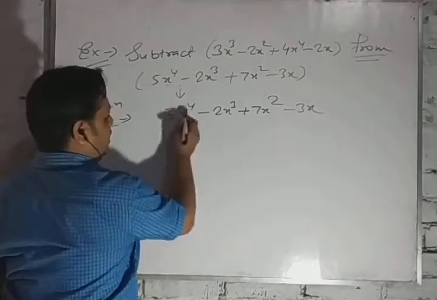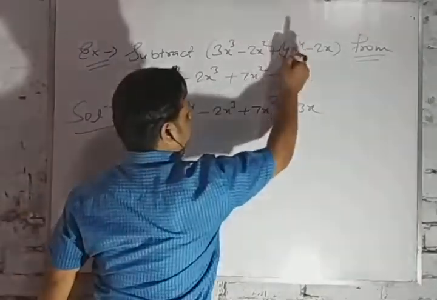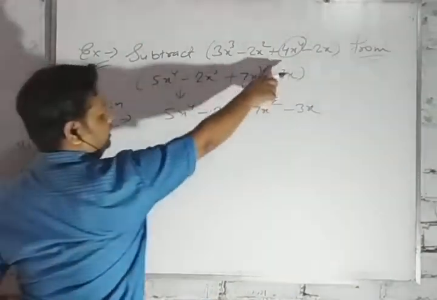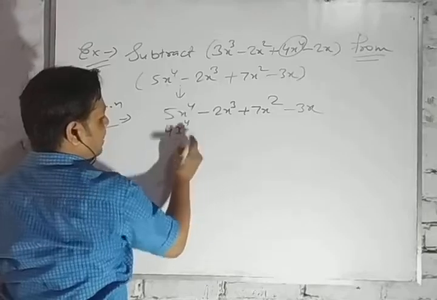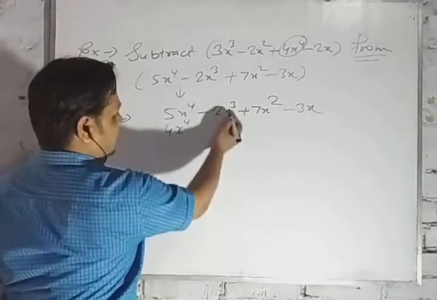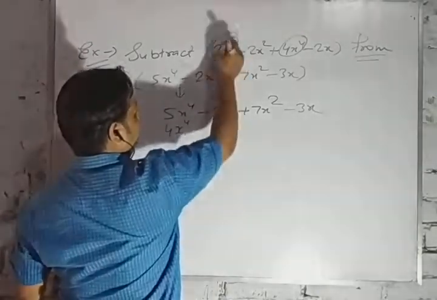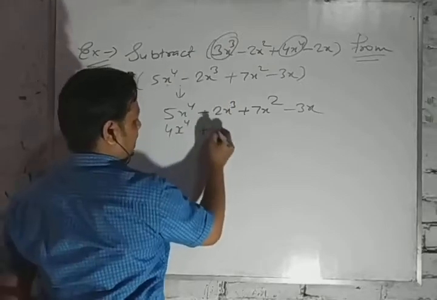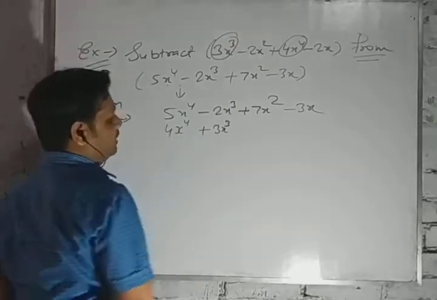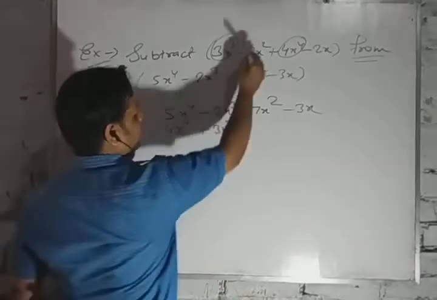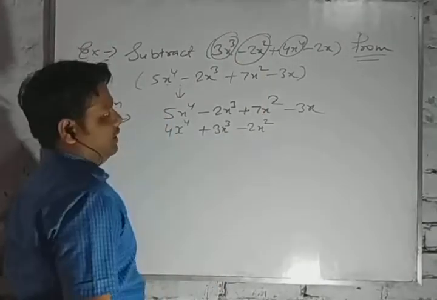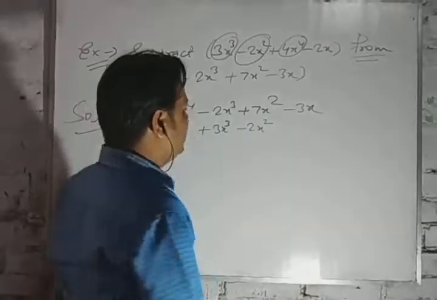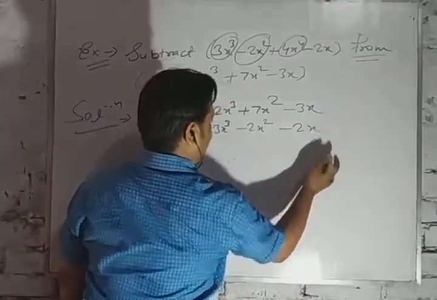So here x to the power 4, which term is this one with plus sign. Plus sign we will not write. So here we will write 4x to the power 4. Now after that x cube, here this one, plus 3x cube. So we will write plus 3x cube. Then x square, here it is minus 2x square. Minus 2x square. Now after that minus 2x it is, so we will write here minus 2x.